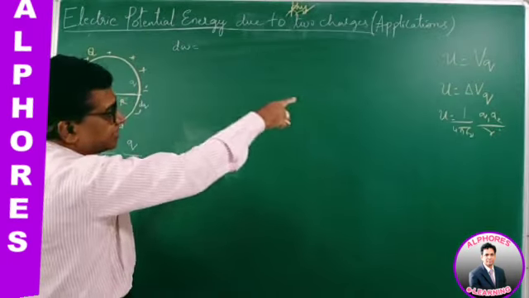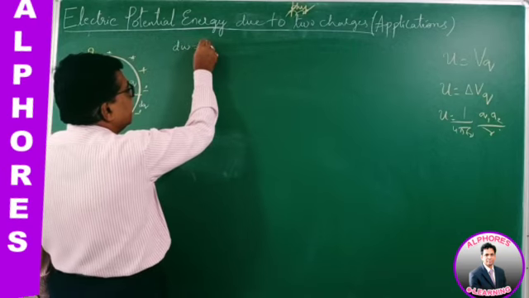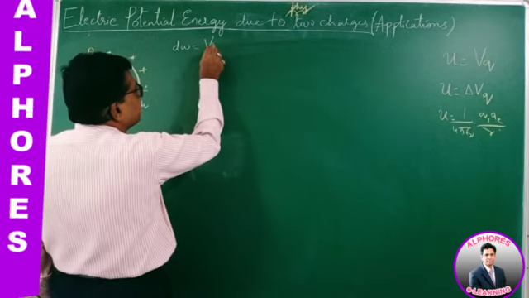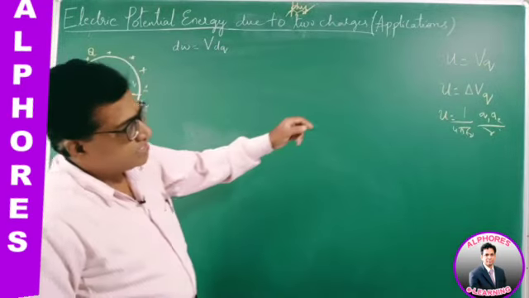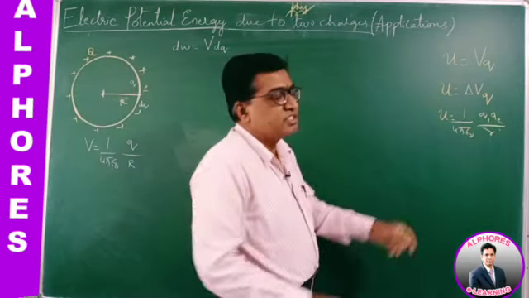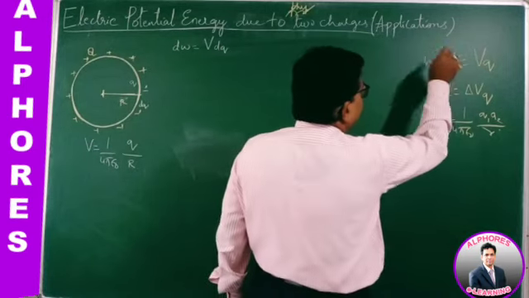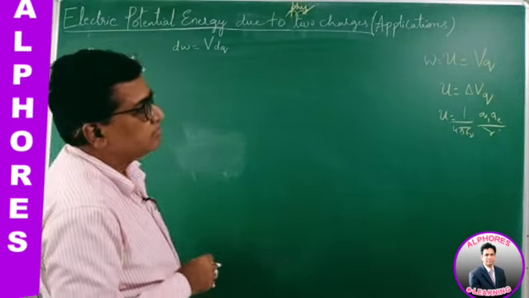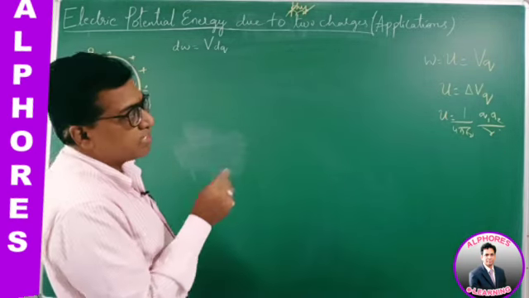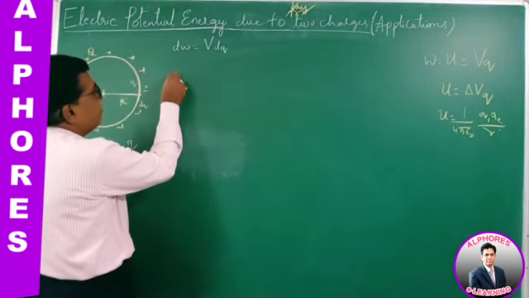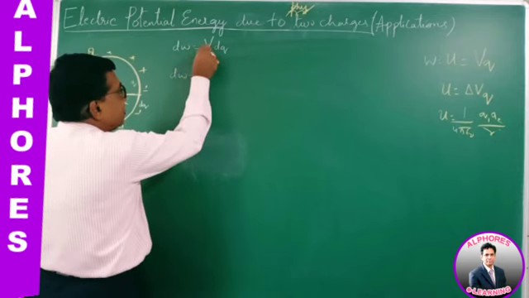By definition, the small work done by an external force is the potential times the charge, V dq. So according to the definition, the work done is potential times charge. The work done in moving this, or the potential energy stored, is W equals VQ. So the small work done in moving this is potential times charge.